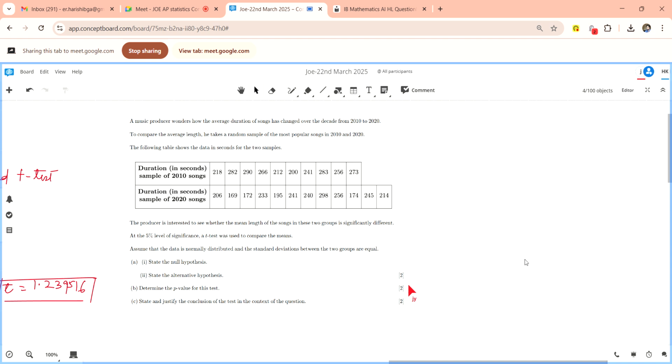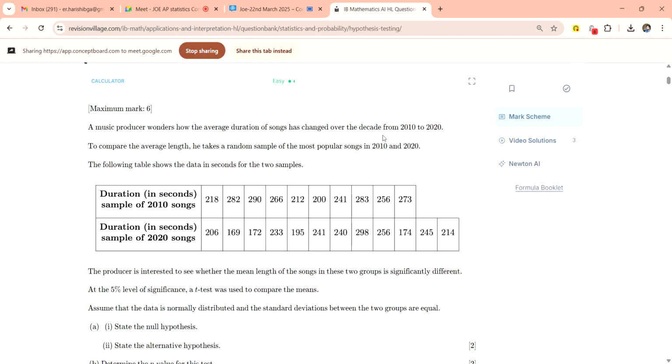So there is no greater than or less than that we need to figure out here. It's just the difference we need to check between the average of 2010 songs and 2020 songs. We need to check it at the 5% significance level this time. A t-test was used to compare the means. Now go ahead with the questions and try to answer them.